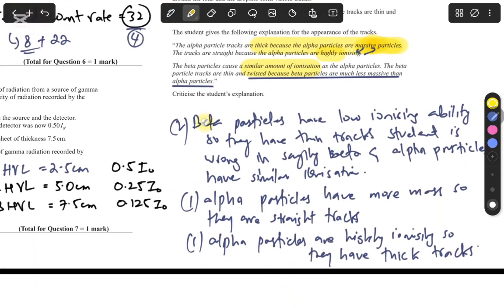Okay, so I'll tell you the points that you can get. So number one, I mentioned here that alpha particles have low ionizing ability, so that's why they have thin tracks. And I criticize the student's statement that the student is wrong, so I get 2 marks for that. One is just writing the correct thing and then criticizing the student. And then just for correcting the alpha particle statements, you get the rest of the 2 marks as well. And there are obviously other marks as well. I'll show you the mark scheme.